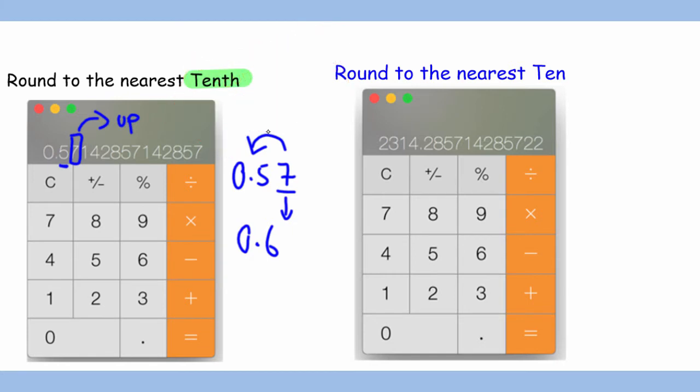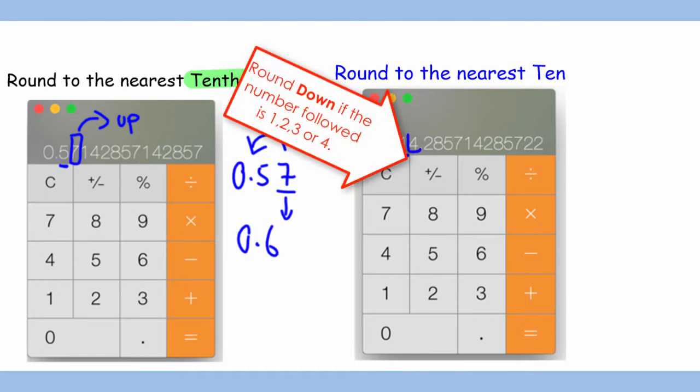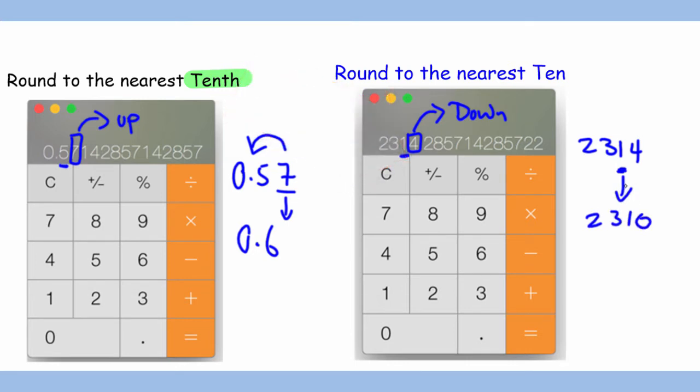On the last one, we need to round to the tenth, which is the second number right here, and you will be depending on the ones, which is the 4. Since it's less than 5, we will be rounding down, meaning that 2.314 will become 2.310 because the 4 will not carry over.